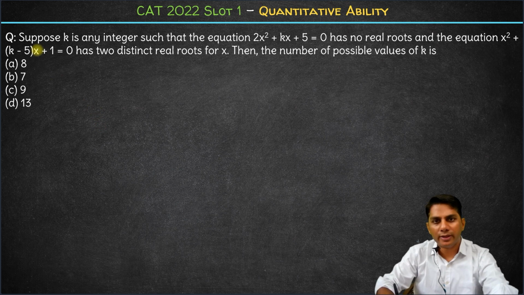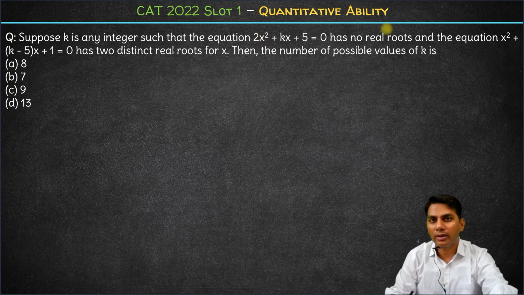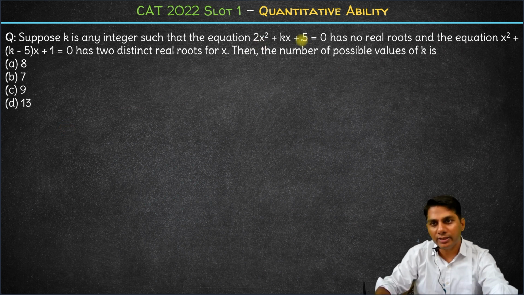Hi. So here we have, suppose k is any integer such that this quadratic equation has no real roots. Now when do we have a quadratic with no real roots? What is the condition for that? The condition is that the discriminant should be less than 0, right? So we'll apply that condition here, that the discriminant should be less than 0.